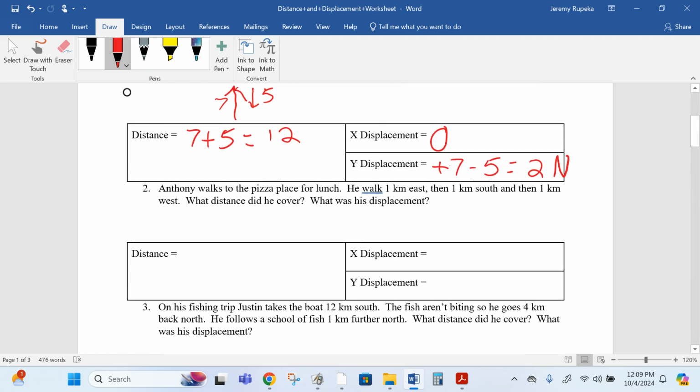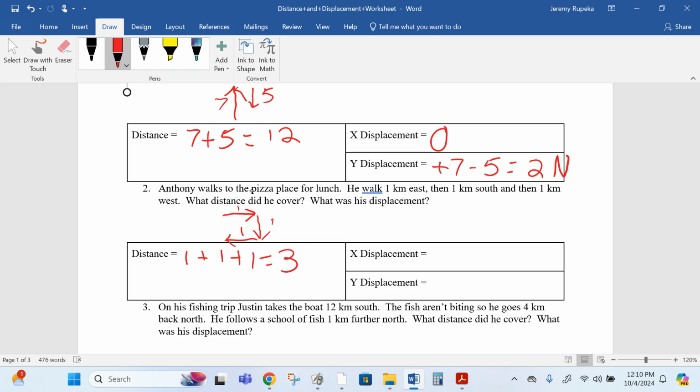Number 2 is an example of one of the new ones. But again, if we just keep our information separate, it ends up being a fairly simple problem. I'm going to travel 1 kilometer east, walk 1 kilometer south, and then turn and walk 1 kilometer west. Distance, again, same thing. I'm taking 1 plus 1 plus 1, which equals 3.